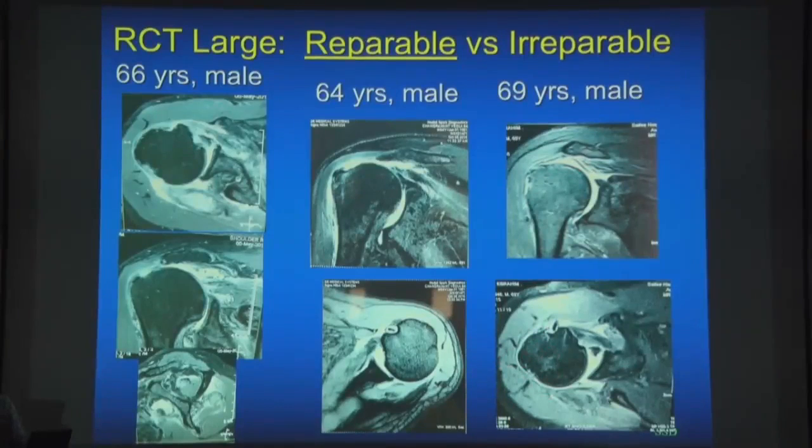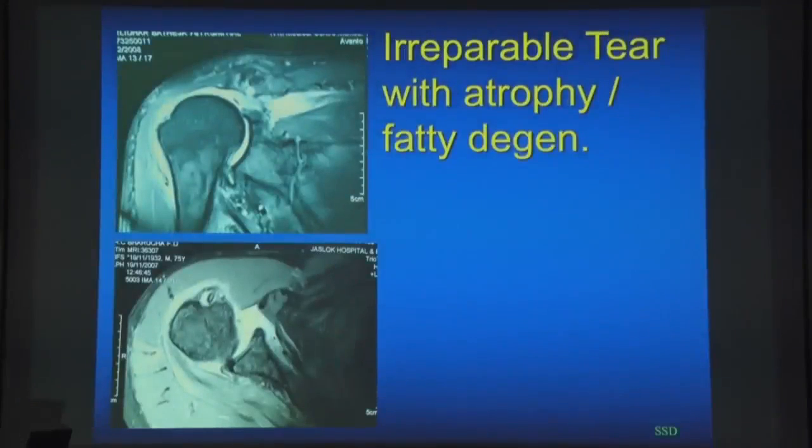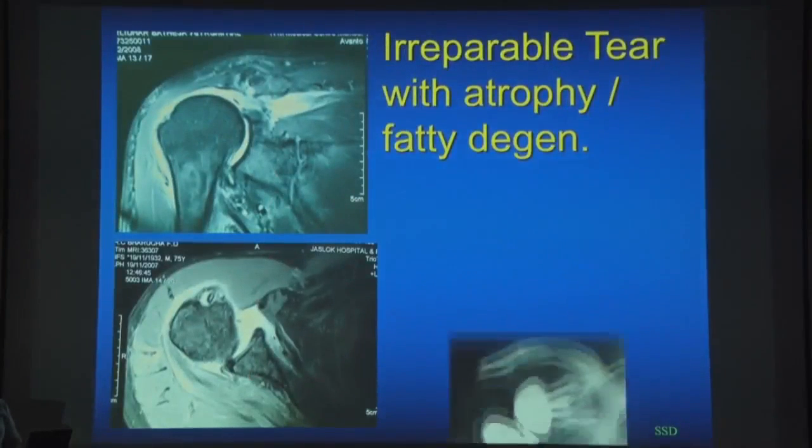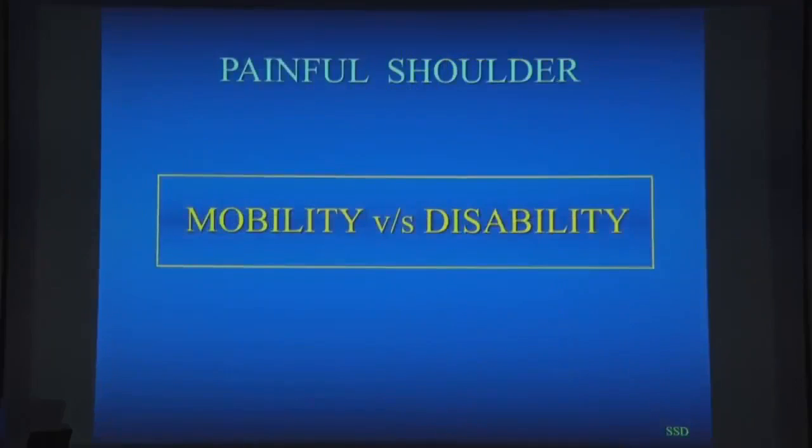But what I want to share with you is all these tears on MRI, it looks like they may or may not be repairable. But all of them were repairable. I repaired all of them with successful result. So this is to highlight that when you clinically examine, you can know even more than the MRI whether this cuff is going to be history. And this, in contrast, is an example of a truly irreparable tear which underwent a reverse shoulder replacement.